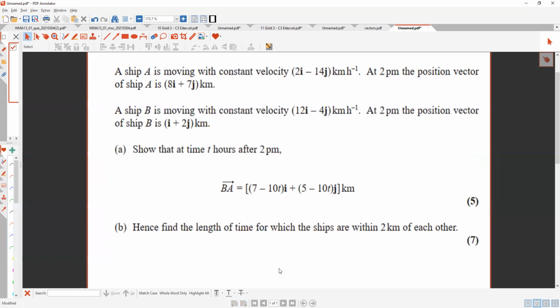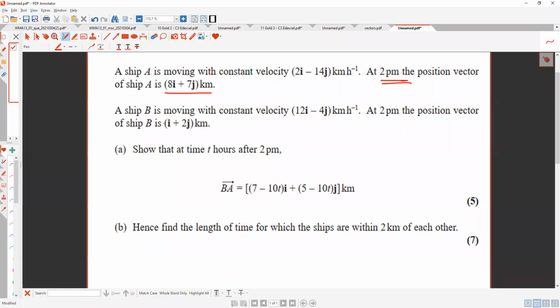Now a ship A is moving with constant velocity 2i minus 14j kilometers per hour. At 2 p.m. the position vector of the ship is given, so that means your time starts from 2 p.m. They gave you the initial position vector. Then there is another ship B moving with a constant velocity of so and so. At 2 p.m. their position vector was so and so. They gave us the position. So there are two ships over here.